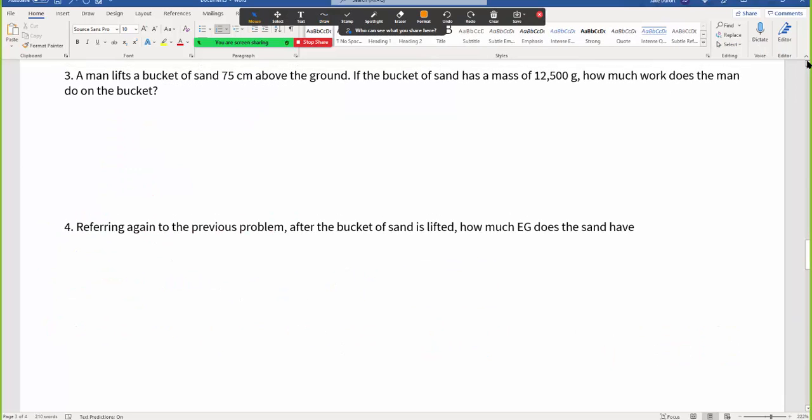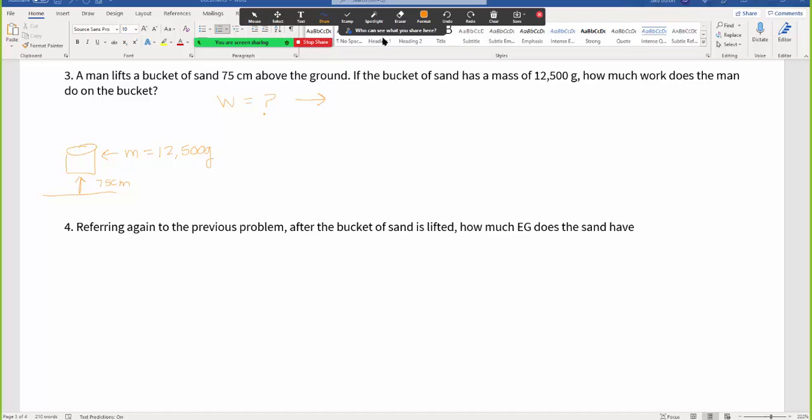All right, for this one, a man lifts a bucket of sand 75 centimeters above the ground. All right, so we have a bucket of sand. This is the ground. So this is 75 centimeters. And the bucket of sand has a mass of 12,500 grams. And they want to know how much work did the man do.